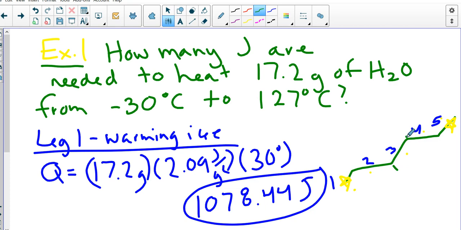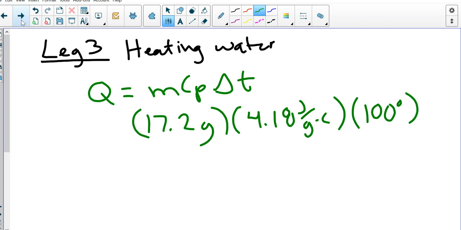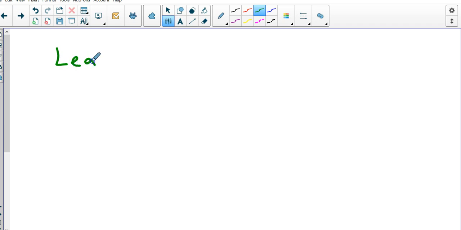Because water freezes at 0 and boils at 100. Okay, so the temperature change, delta T, is going to be 100. So 17.2 times 4.18 times 100 gives you 7,189.60 joules. Did you get that? Yes. Now on leg number 4, leg number 4 is really chill, right? It's a flat part, so you do a flat math problem. Go for it. So leg 4 is vaporization.